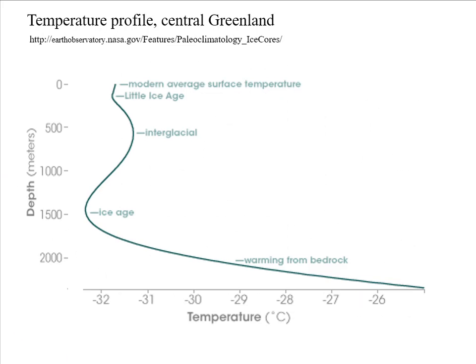Just one more example before we move on to something a little bit different of variations with depth through the glacier. I thought I'd just throw in this diagram of the temperature profile through the middle of the Greenland ice sheet from the surface all the way down towards the bed.